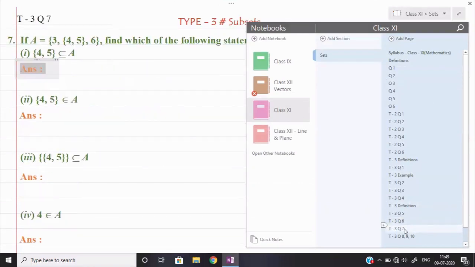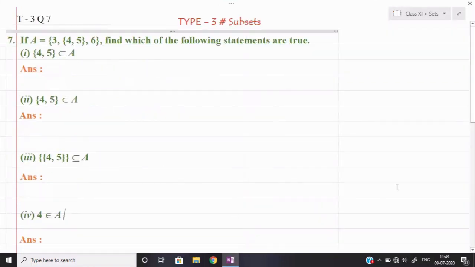So topic number 3. Now I am taking question number 7. See, in the seventh question what they are saying: if A is equal to curly bracket 3 comma, then again in the curly bracket we have given 4 comma 5 and then 6 is given. Which statements are true and which are false, that we need to find out. Before I start the question, once again I will make clear the elements and the subset.